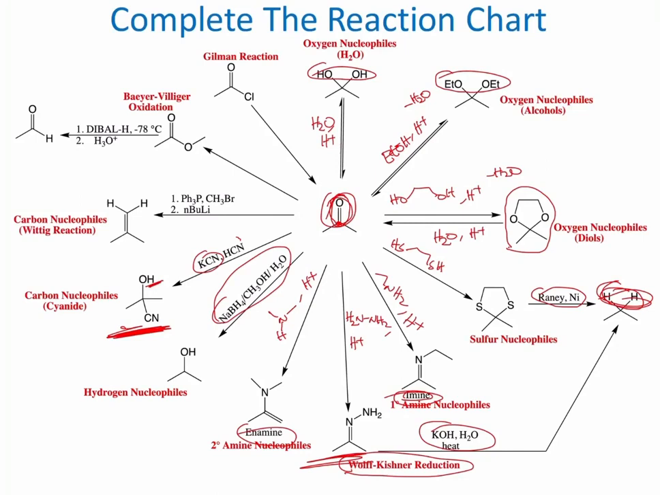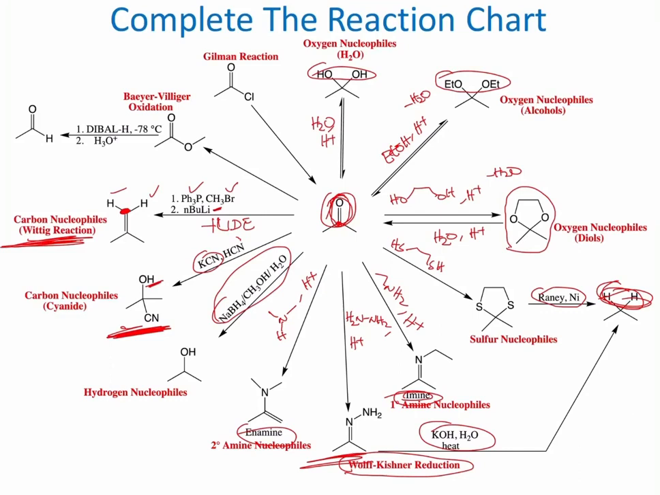We can also utilize the Wittig reaction. The Wittig reaction involves the generation of what we call an ylide. That requires the use of triphenylphosphine with an alkyl halide in the presence of a strong base like n-butyllithium. So it just involves the installation of a carbon where the oxygen was, and of course that carbon could have alkyl groups or just hydrogen atoms attached to it.